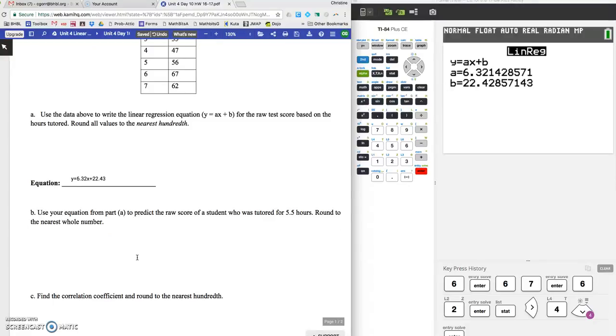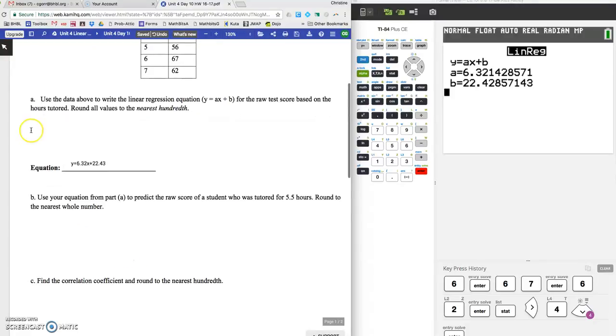Now the second part of the question says, using the equation from part A, I want to predict the raw score of a student who was tutored for 5.5 hours. So I'm going to use my equation from above, so y equals 6.32x plus 22.43. And now instead of x, I'm going to plug in 5.5 hours. I'm going to type in my entire equation. I'm going to use my calculator, and when I plug that in, I'm going to get 57.19.